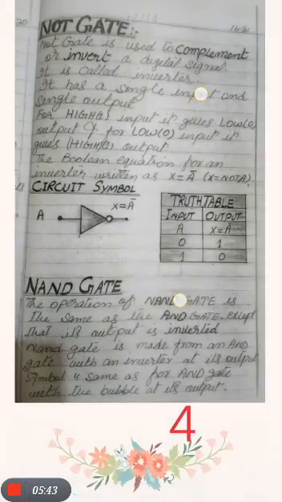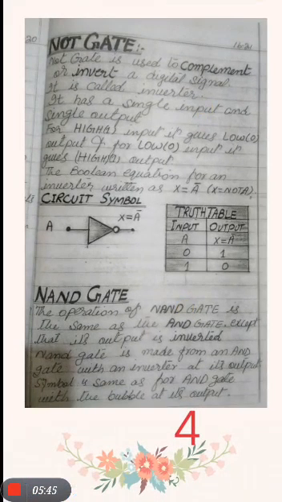The next gate is the simplest among all the gates, that is the NOT gate. It is used to complement or invert a digital signal. It is also known as the inverter and has a single input and a single output. For a high input, it will give a low output, and for a low input, it will give a high output, because it only inverts the signal given at its input level.